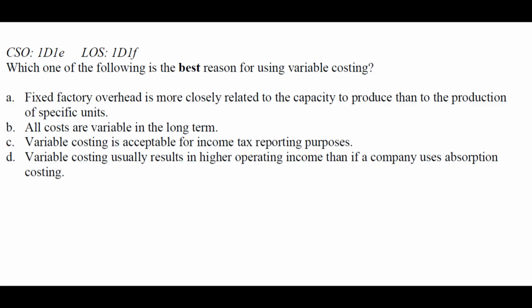D. Variable costing usually results in higher operating income than if a company uses absorption costing. Incorrect. This is not always true. Income depends on production versus sales levels. Correct answer: A. Variable costing is preferred because fixed manufacturing overhead is related to production capacity, not individual units, making it more useful for decision-making and internal performance evaluation.